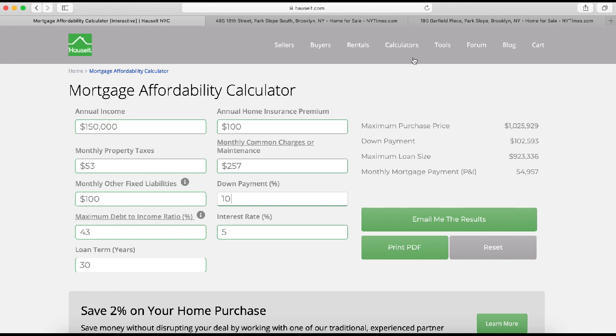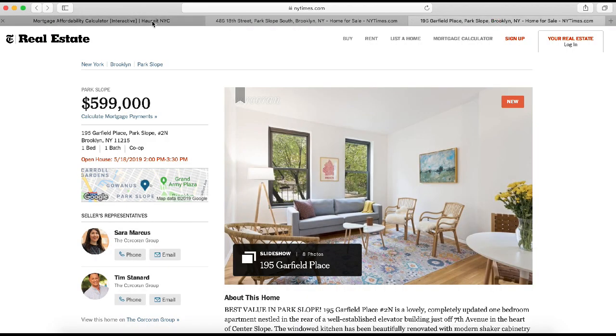So in this case, our maximum purchase price is just above $1 million, which means that assuming we have more or less $100K for the down payment, plus closing costs of around 4%. So let's say if we have $140,000 in liquid assets, basically in savings, in theory, we could afford this property.